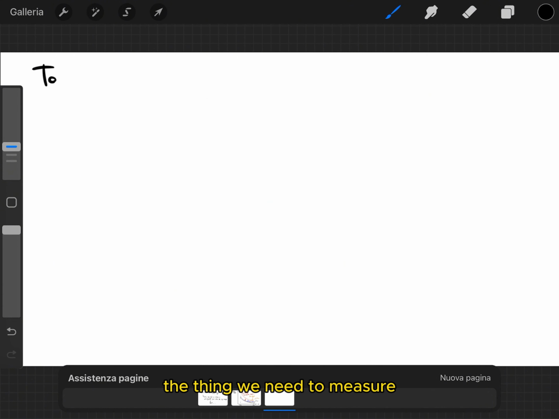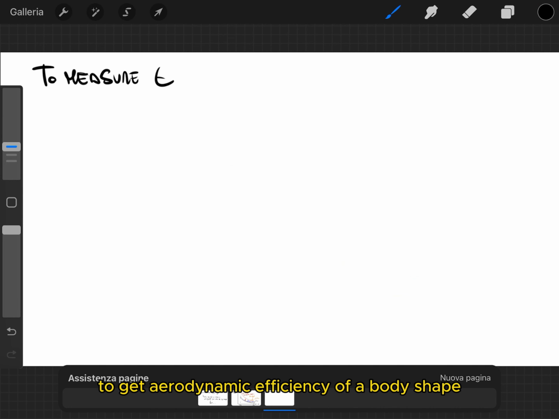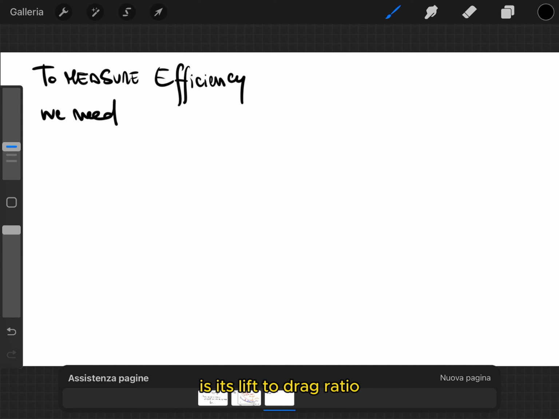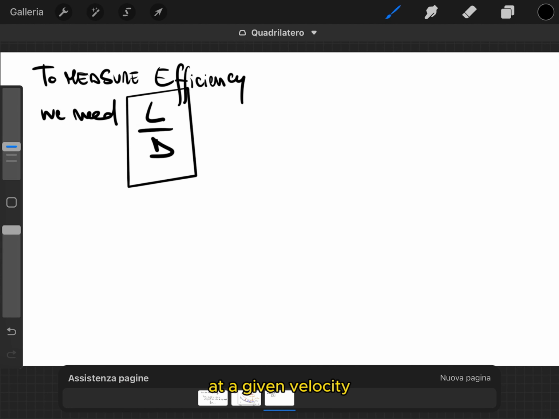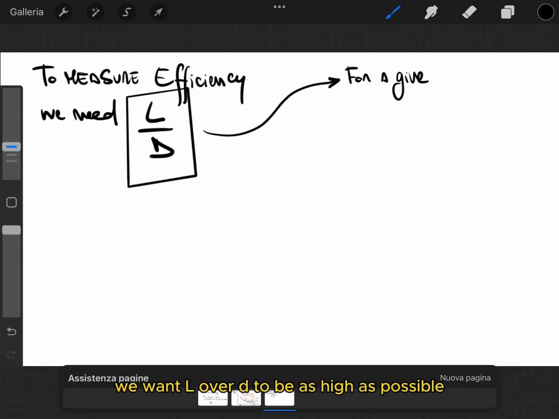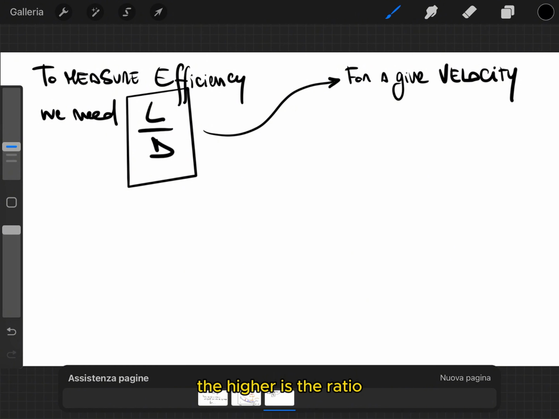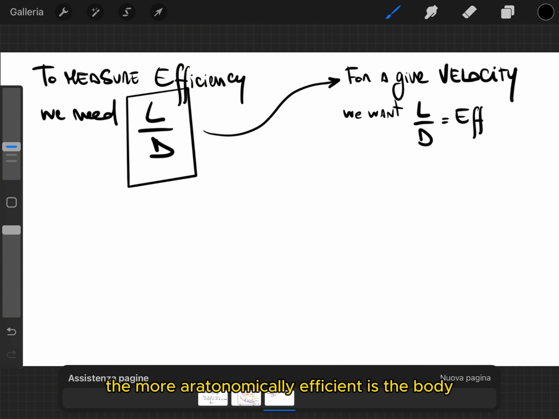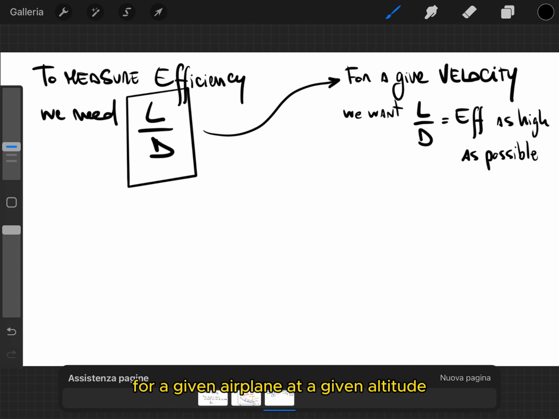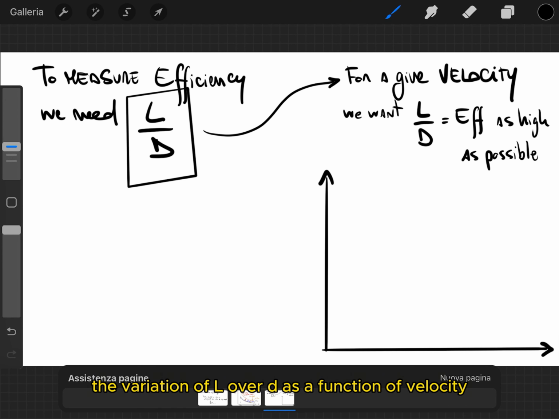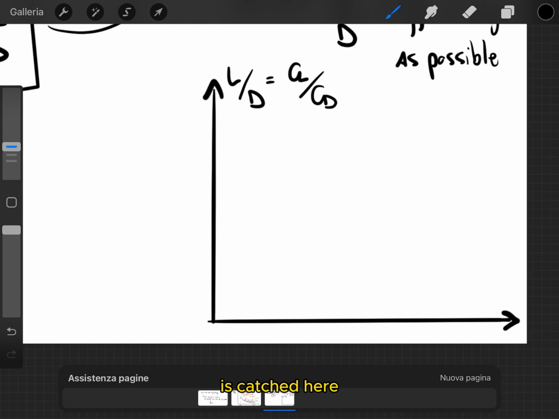The thing we need to measure to get aerodynamic efficiency of a body shape is its lift to drag ratio, given by this equation. At a given velocity, we want L over D to be as high as possible. The higher the ratio, the more aerodynamically efficient the body. For a given airplane at a given altitude, the variation of L over D as a function of velocity is sketched here.